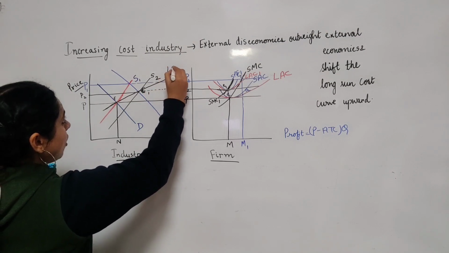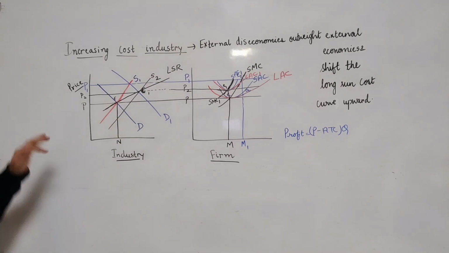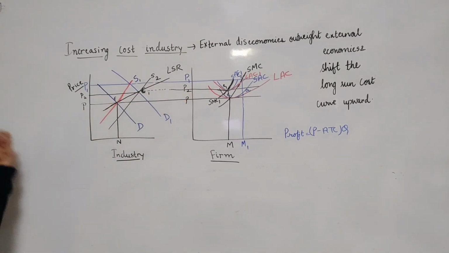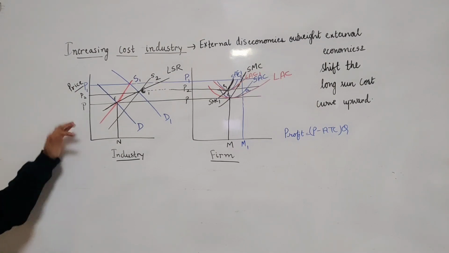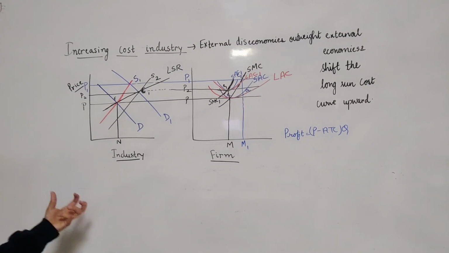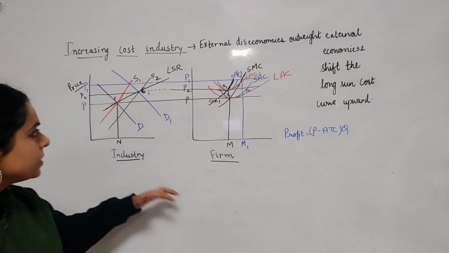we get our long run supply curve for the increasing cost industry, which is upward sloping, which represents that as price increases, the quantity supplied increases. So in case of an increasing cost industry, the long run supply curve is upward sloping, positively sloped.